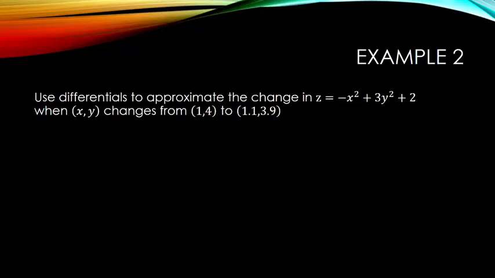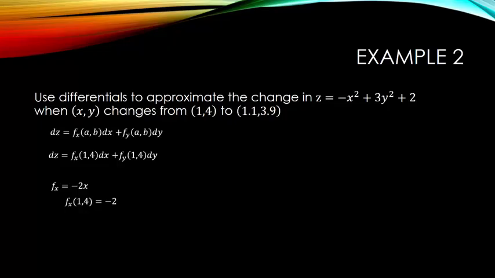I want to use differentials this time to approximate the change in z equals negative x squared plus 3y squared plus 2 when the function changes from the point (1, 4) to the point (1.1, 3.9). So my equation is dz equals fx at (a,b) dx plus fy at (a,b) dy. dz is equal to fx at (1, 4) dx plus fy at (1, 4) dy. fx is negative 2x, so fx at (1, 4) is negative 2. fy is 6y, and fy at the point (1, 4) is 24.